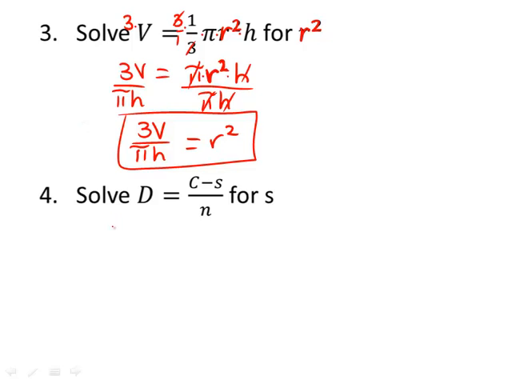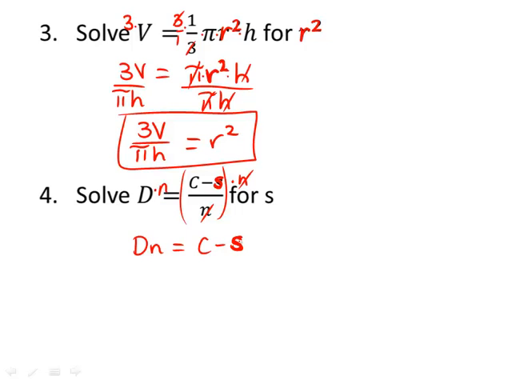Next up, we've got another formula here. They want this one solved for s. So we need to isolate s by itself. Let's first get rid of the fraction bit here. So let's multiply both sides by n. And you've got dn equals c minus s. The n's cancelled. You'll notice that often the order in which letters are written in one term follows the alphabet.